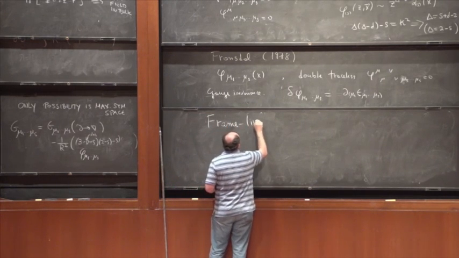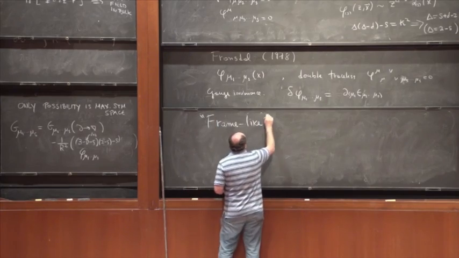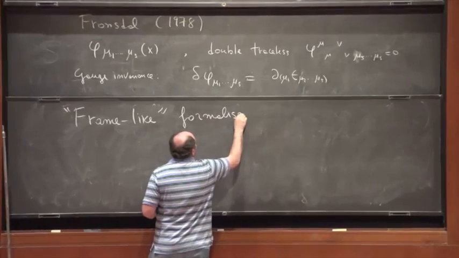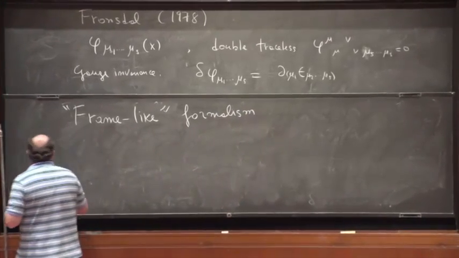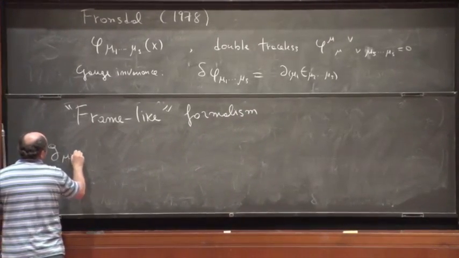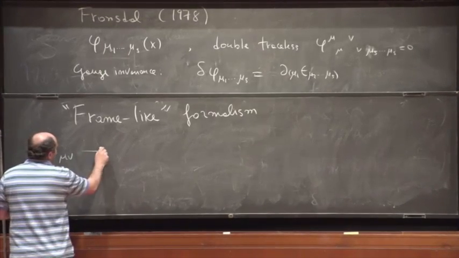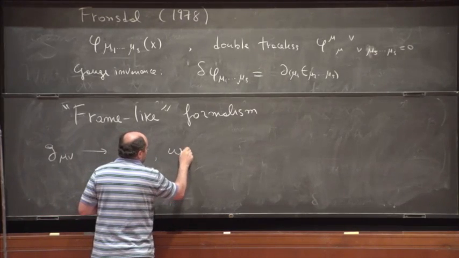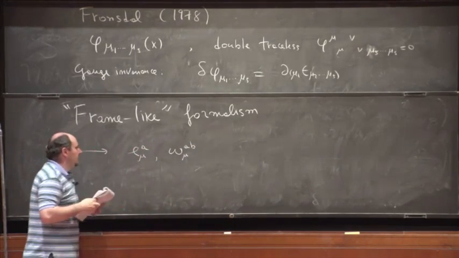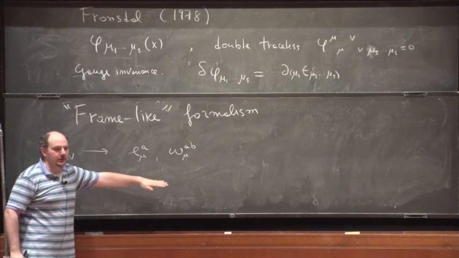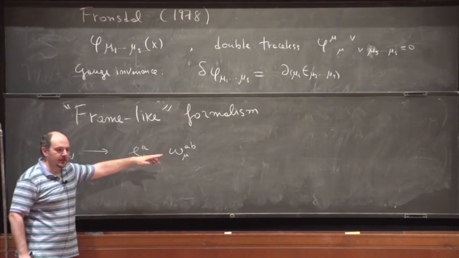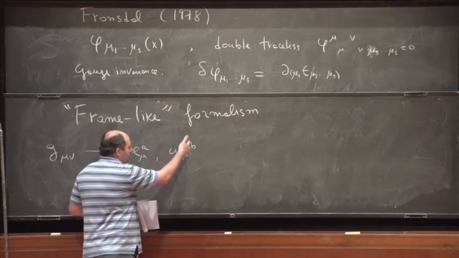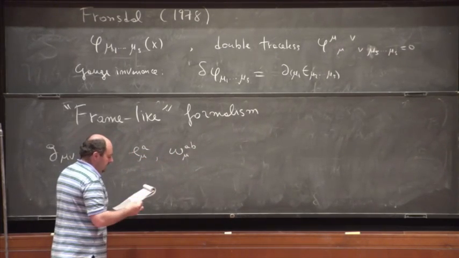Frame-like formalism. Okay, so recall that in gravity, we can write down gravity, instead of in terms of the metric, in terms of the vielbein and the spin connection, where the mu's are so-called curved indices, and A and B are the flat indices, the frame indices, and we have a local Lorentz invariance, and this omega is the gauge field for that.